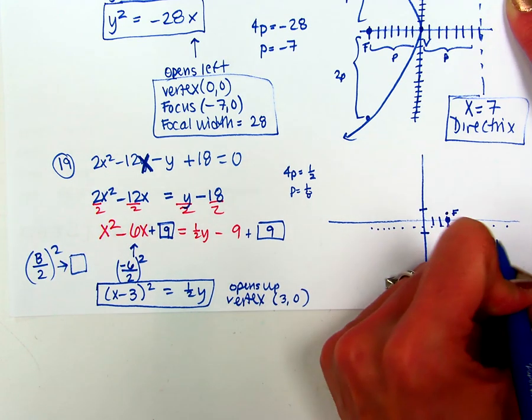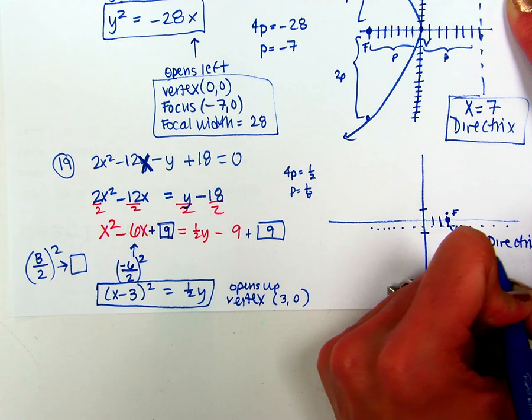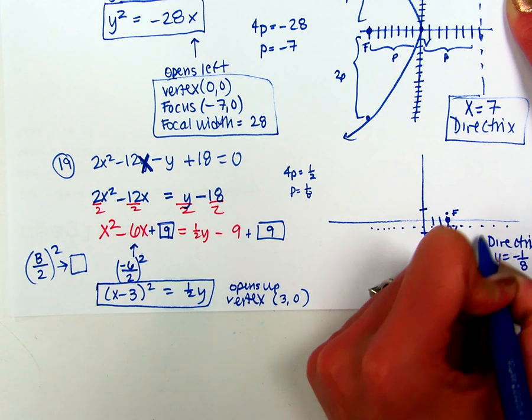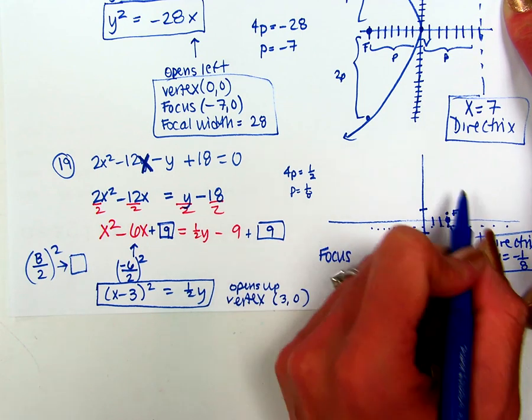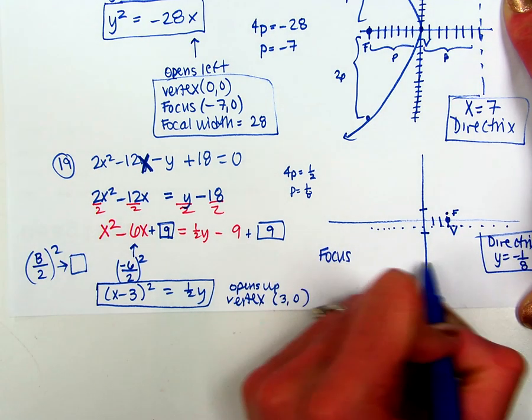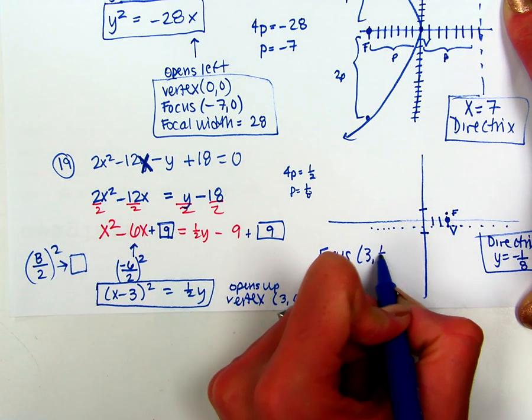All right, so my directrix is y equals negative 1/8. My focus is up 1/8 of a unit from the vertex. So instead of 3, 0, it's at 3, 1/8.